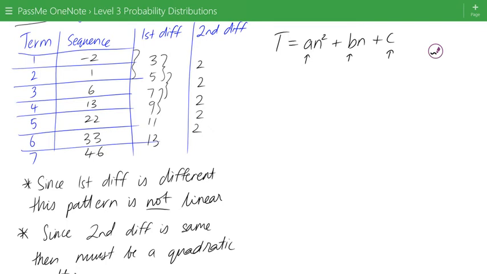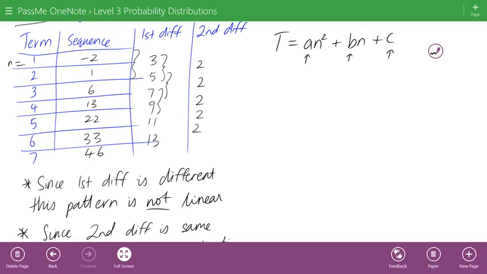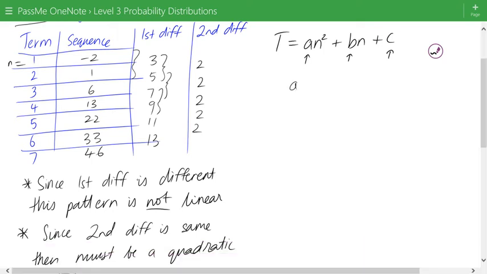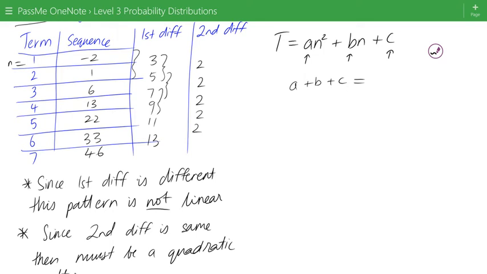Now if we look at the first term here, n equals 1. So if we put n equals 1 into here, we're going to get 1 squared, which is 1. And we've got 1 times a, and 1 times a is just a. 1 times b, that's just b. So we've got plus b. And c is not timesing anything, so it's just there by itself. So if all of that equals our first term, well, our first term over here we can see is negative 2. So we can write minus 2.